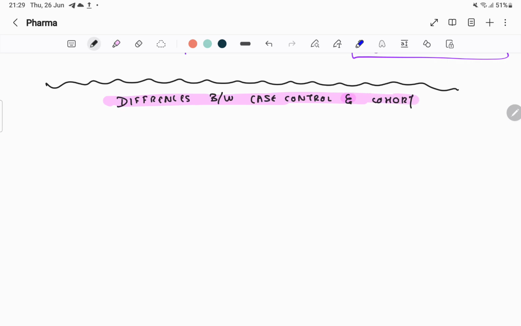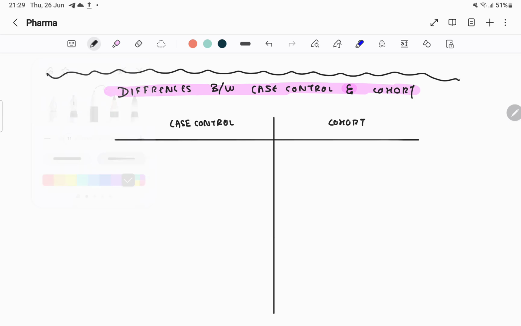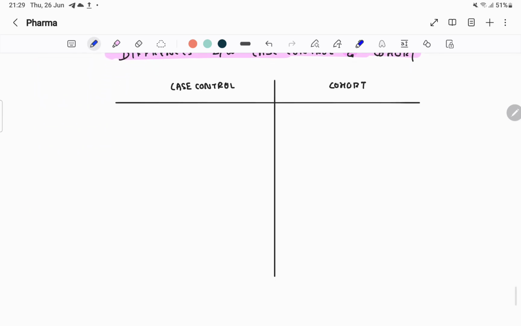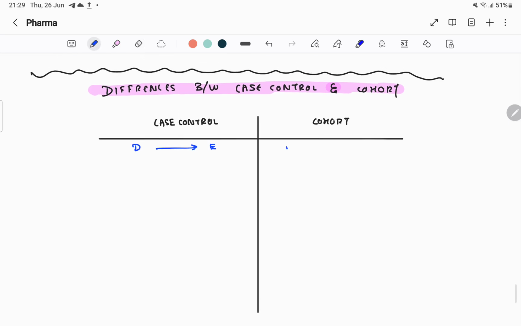So what are the differences? Make two columns, case control and cohort. What are the differences? You already know. We know that case control progresses from disease to exposure, and cohort talks about exposure to disease.